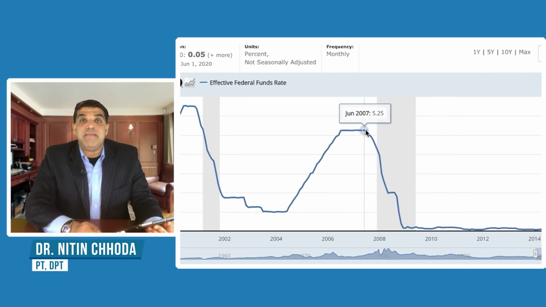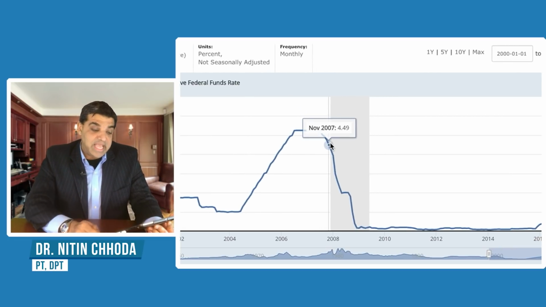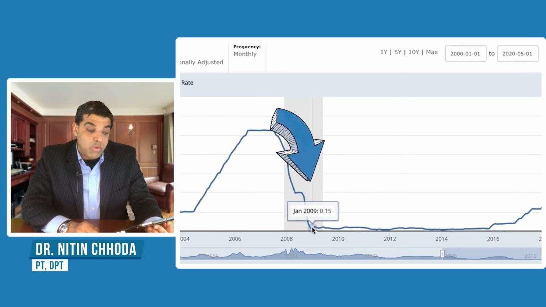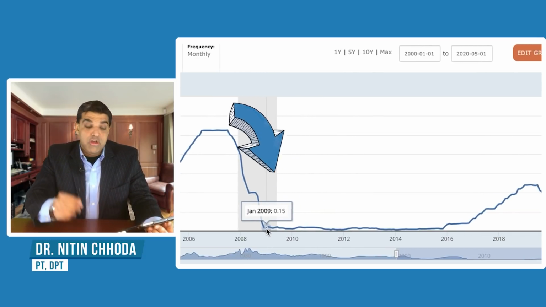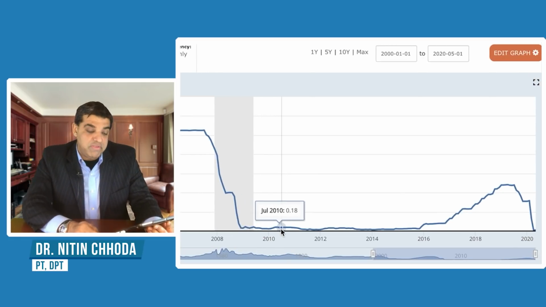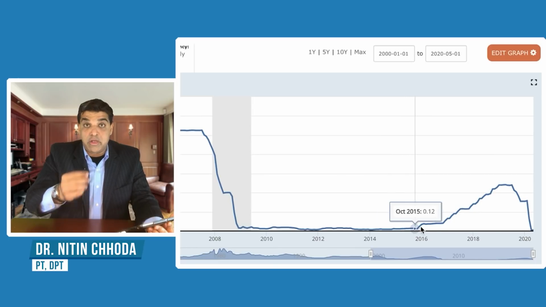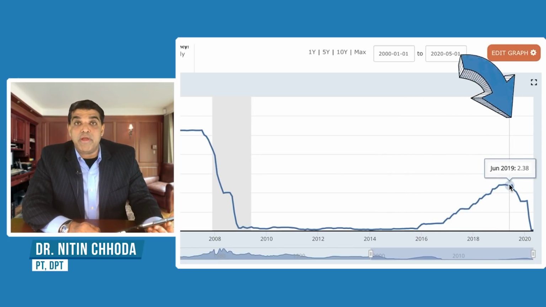And then the subprime mortgage crisis happened in 2008, which is when the economy tanked again. In fact, the federal funds rate went all the way back down to 0.15% in January of 2009, and it stayed low for many years in an effort to rejuvenate the economy. And then in 2016, it started to go back up again because the economy was doing well. And in June 2019, it was at 2.38%.